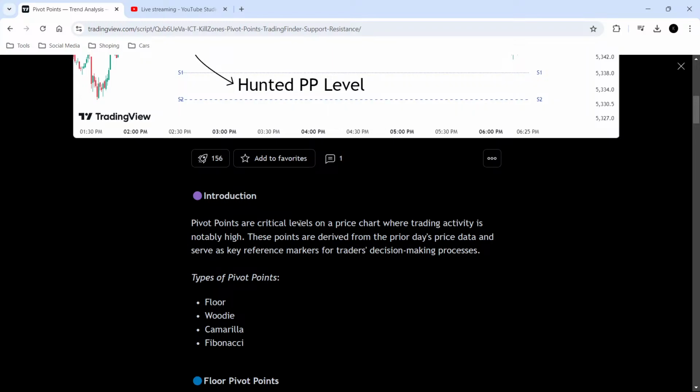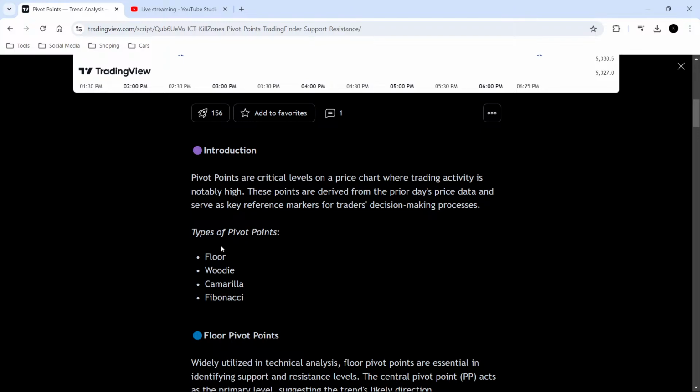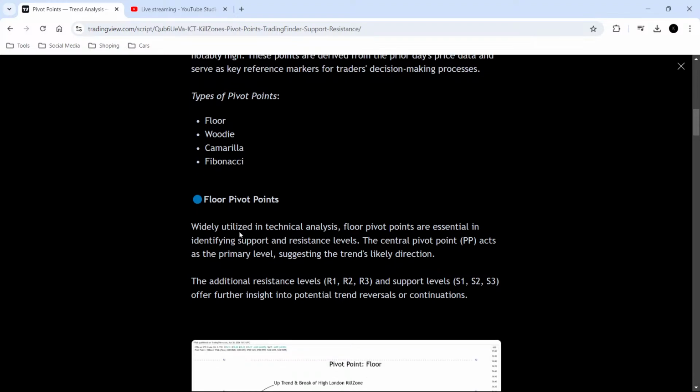Pivot points are critical levels on a price chart where trading activity is notably high. These points are derived from the prior day's price data and serve as key reference markers for traders' decision-making process. Alright, so we have different types of pivot points. So we have floor, Woody, Camarilla, and Fibonacci. What are those names, man? Floor pivot points. Widely utilized in technical analysis, floor pivot points are essentially support and resistance.